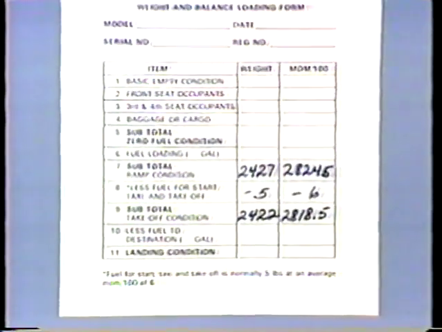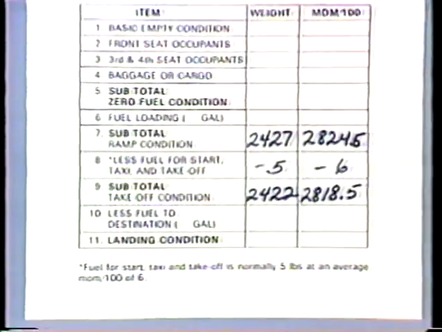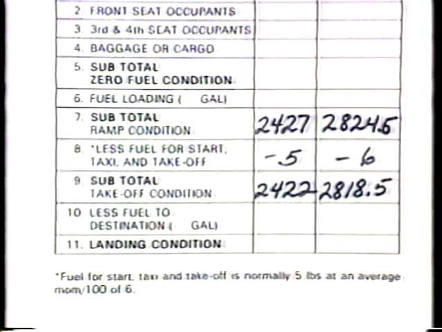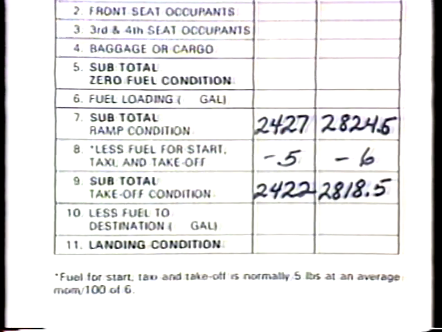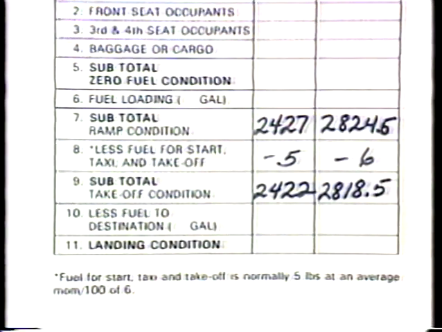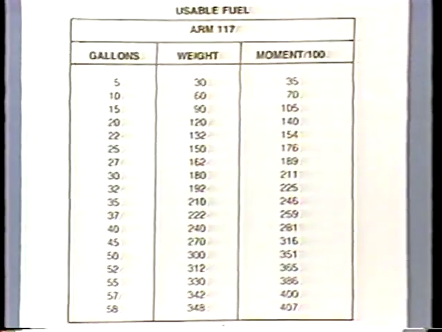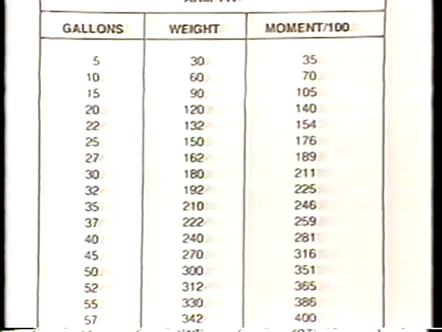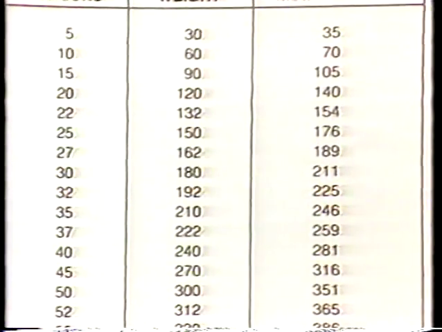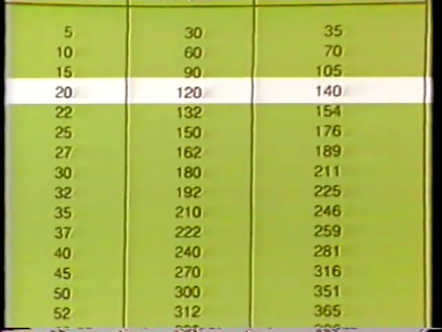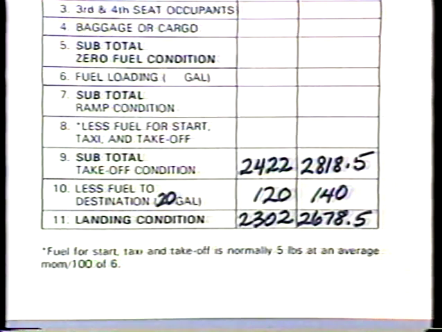The fuel for start, taxi, and takeoff is normally 5 pounds and an average moment of 6, giving us a takeoff condition of 2,422 pounds and 2,818.5 moment. Let's assume the trip will use 20 gallons or 120 pounds of fuel, which has a moment of 140. Subtract these from the takeoff condition to find the landing condition of 2,302 pounds and 2,678.5 moment.